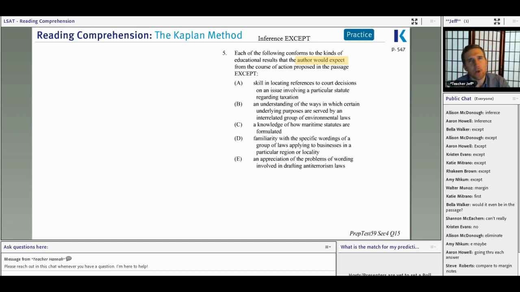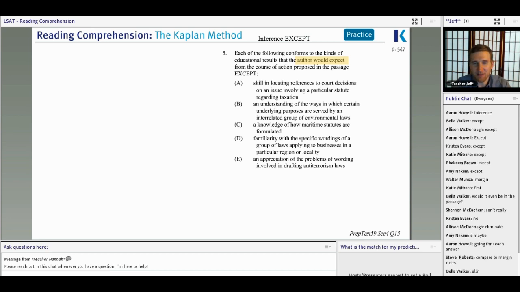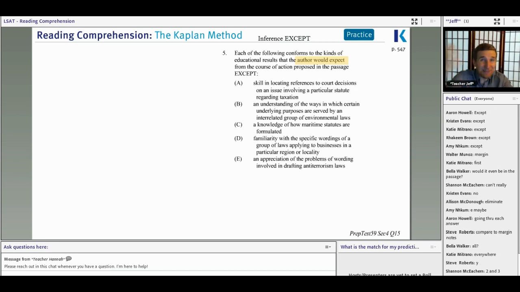So where does the author talk about statutory law training being included in law schools? Where does that happen in the passage? So we could eliminate our way down. Paragraph 1, 2, 3, 4. Where does the author mention what would happen? I mean, a lot of the passage everywhere, right?